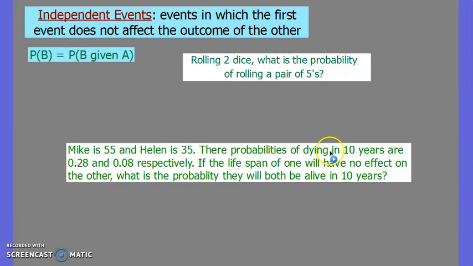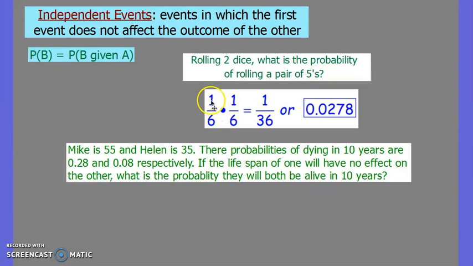Let's look at a couple of independent events. Again, independent events are where that first event doesn't affect the second one. The probability of B is the same. It's equal to the probability of B given that A already happened. Things like rolling dice would be independent events. If I roll 2 dice, what's the probability that we roll a pair of 5s? Well, the probability of the first 5 is 1 out of 6. And what happens on the first die in no way affects what's going to happen on the next. So the probability of a pair of 5s is just 1/6 times 1/6, or 1/36, or 0.0278. Again, the first die in no way affects the second one.